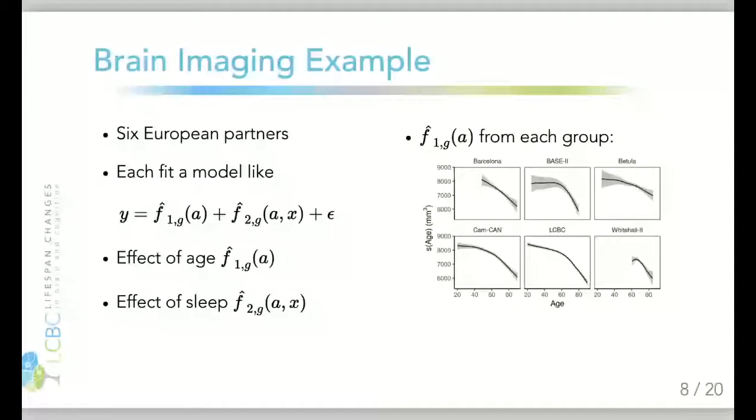Whereas Whitehall 2, for example, the one to the bottom right, which is Oxford University, only had subjects above the age of 60. And we also see that they had a somewhat funny peak in the beginning of the estimated function. So the idea here was to combine these 6 functional estimates and do the same also for the interaction effect, which shows how these curves are affected by how much you sleep.